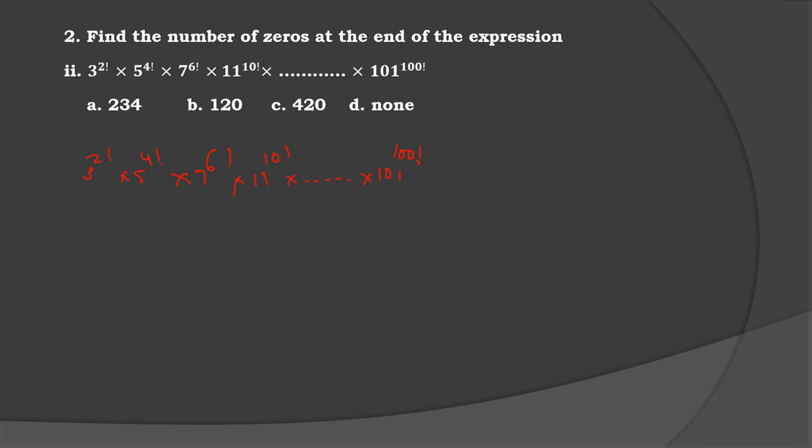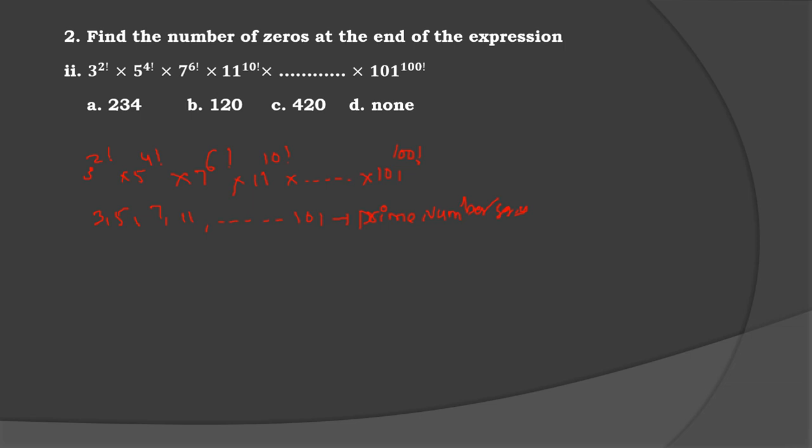We know about it, right? To find the number of zeros we need 2 into 5 combinations. So from this entire expression we pick the 2 powers and 5 powers. Look at the series 3, 5, 11 and so on up to 101. Which series is it? Prime number series. So just have a look at this.